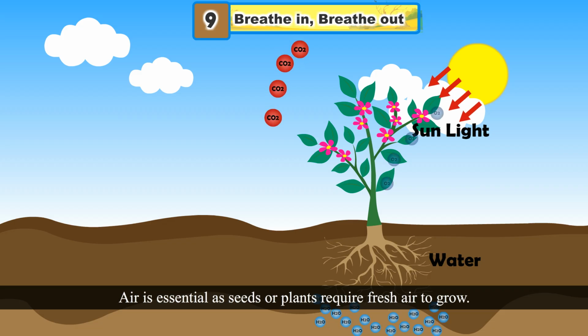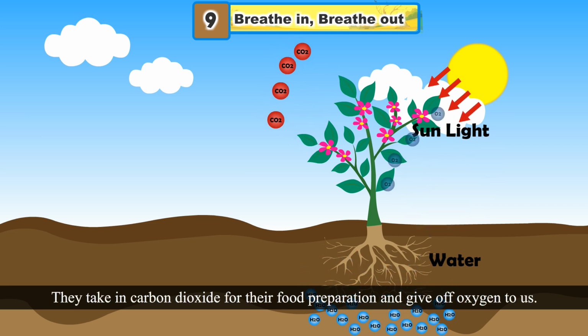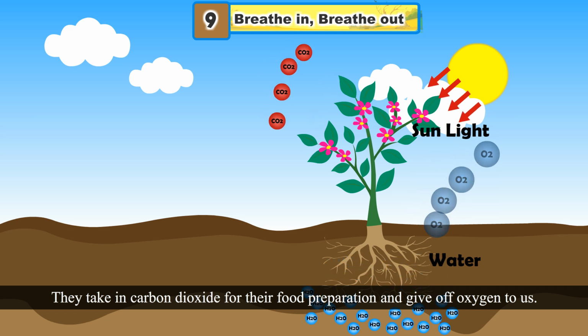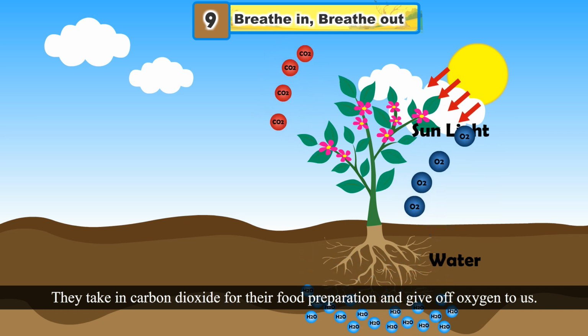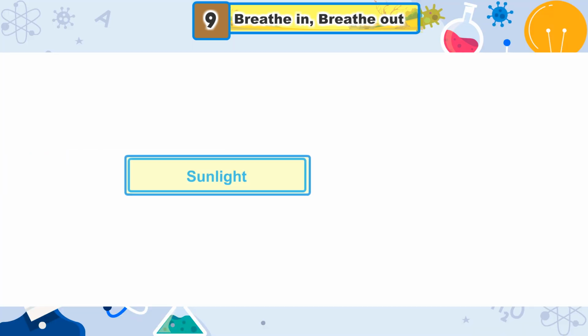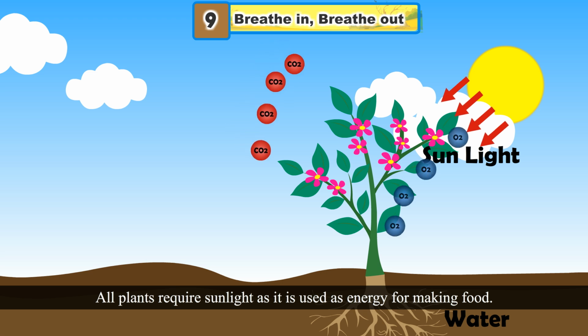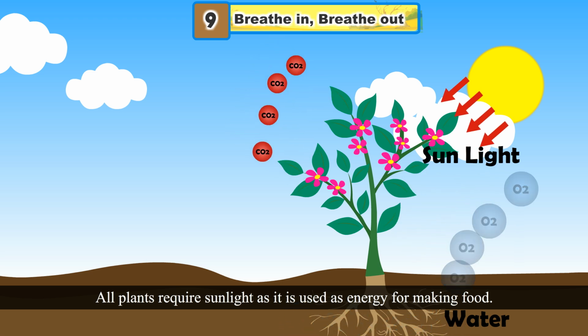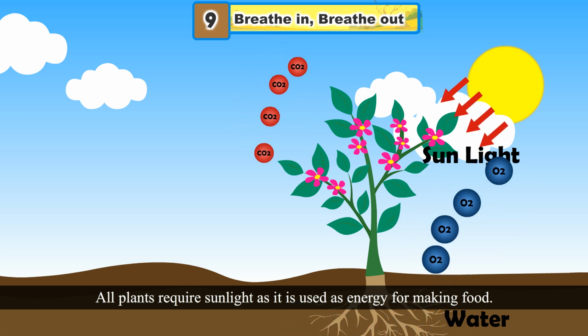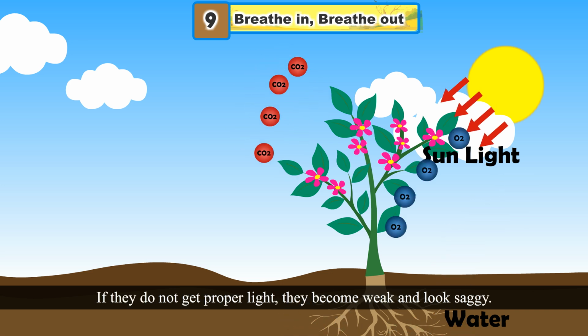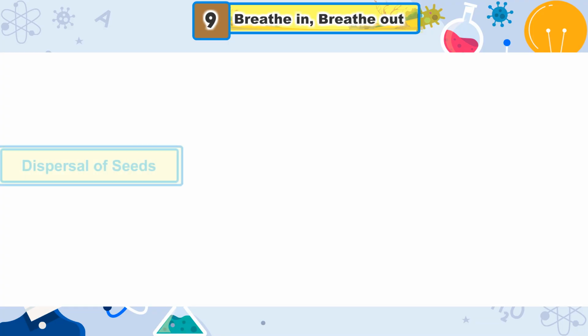Air is essential as seeds or plants require fresh air to grow. They take in carbon dioxide for their food preparation and give off oxygen to us. Sunlight. All plants require sunlight as it is used as energy for making food. If they do not get proper light, they become weak and look saggy.